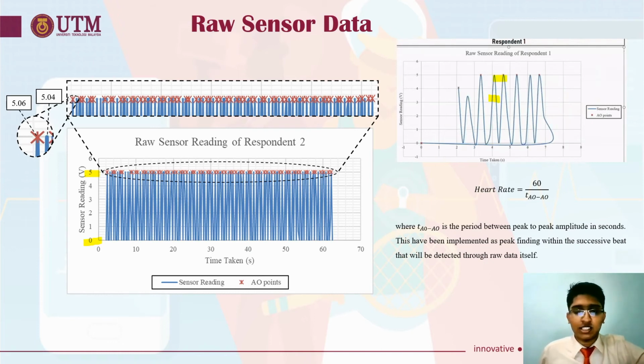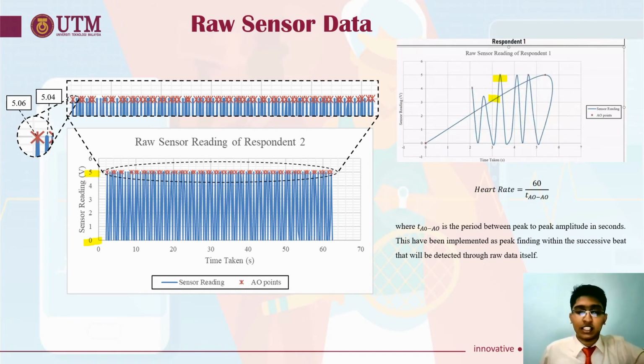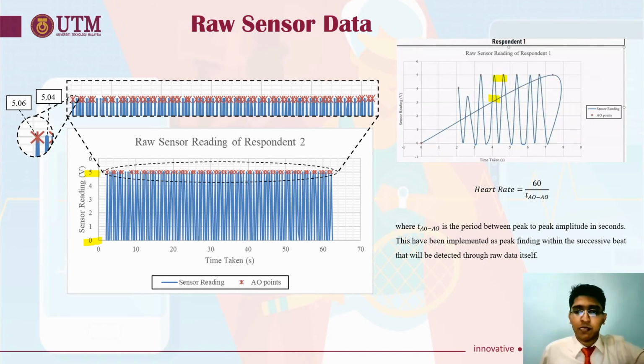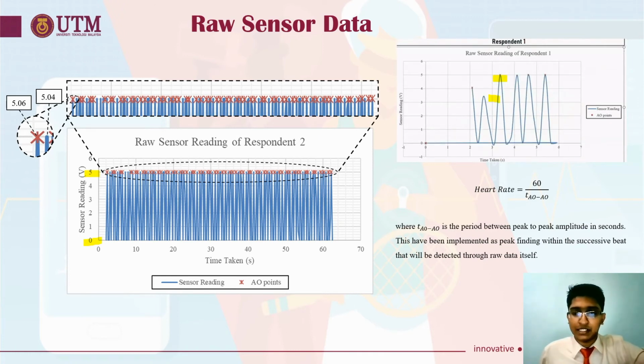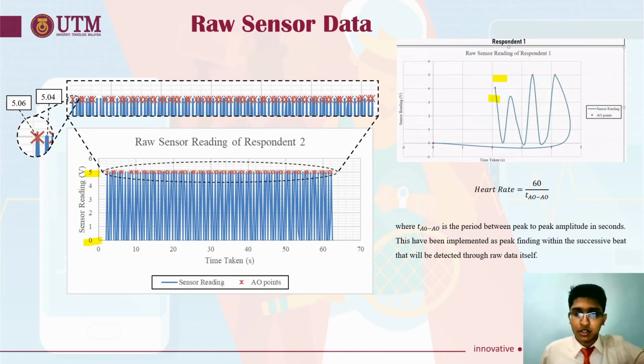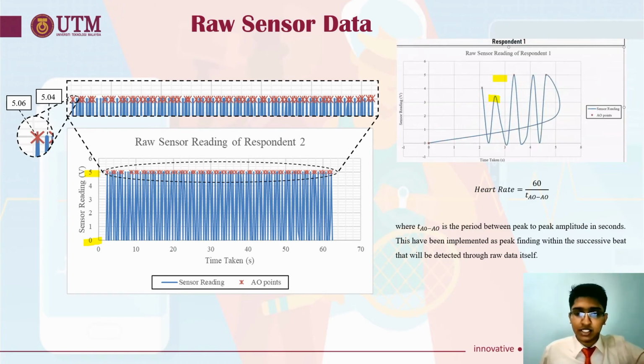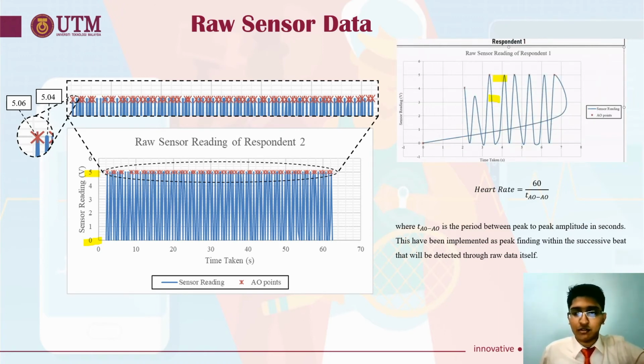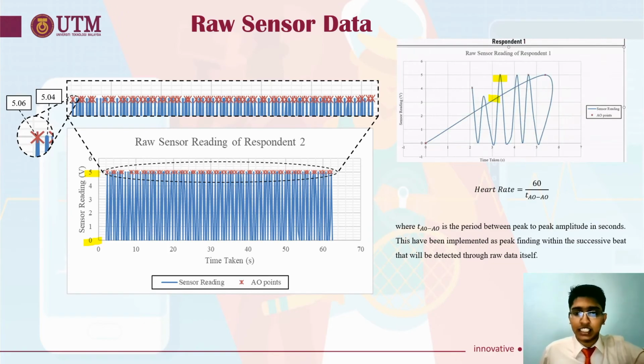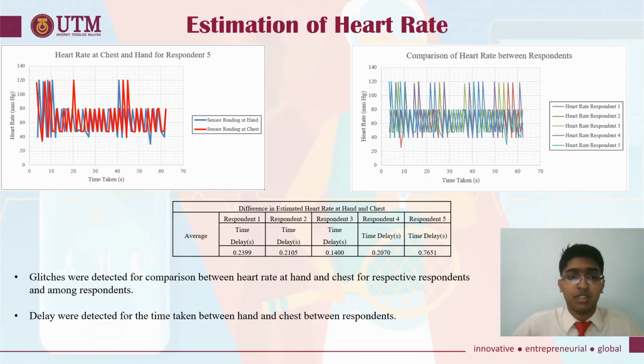It's because it's not a successive peak that has been detected through Microsoft Excel with the help of a Visual Basic application. And the formula that has been used to determine heart rate is the determination of the period between each successive peak, determined in terms of seconds. Heart rate has been estimated from the annotated readings, and comparisons have been made for the readings in the hand and chest respectively for each respondent, and comparisons have been made among respondents for the reading acquired in the hand.